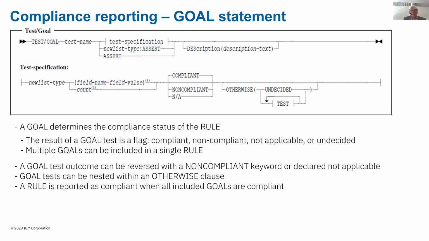And the goals can be nested. So otherwise, you can say, well, if this is not true, then test that. And if that's not true, test that, and so on and so on. Then you're compliant when the final conclusion is compliant, and when that holds for all goals in the rule.